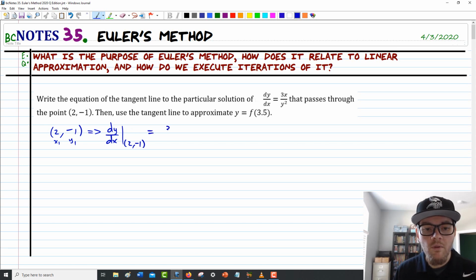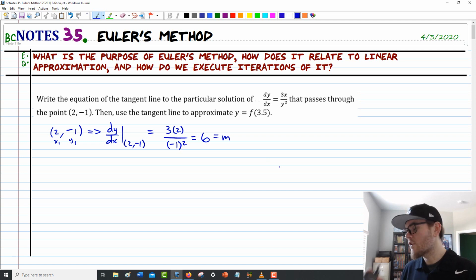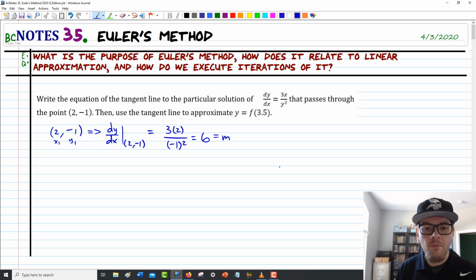So in our case here, we just plug that point in. We'd have 3 times 2 over (-1) squared, which is going to be equal to 6. If you prefer the letter m for your slope, then that's our slope. That's the slope of the line.